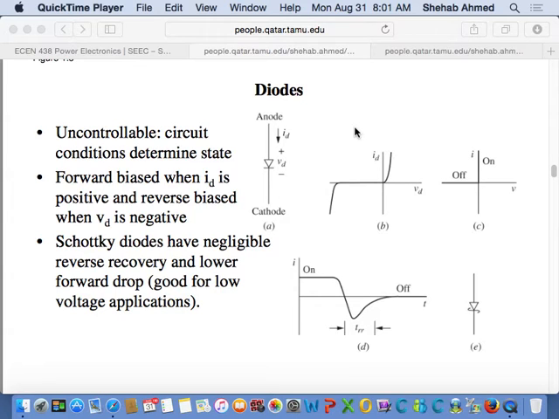Okay, so last time we stopped here somewhere, I believe. Right, so we were talking about diodes.